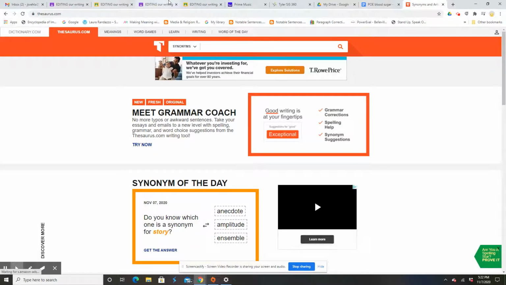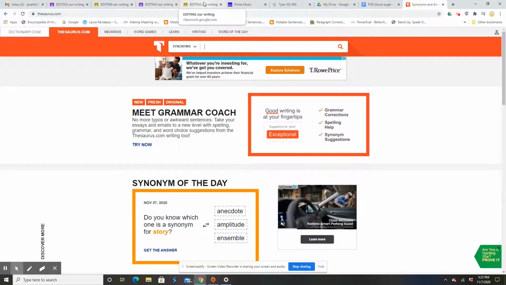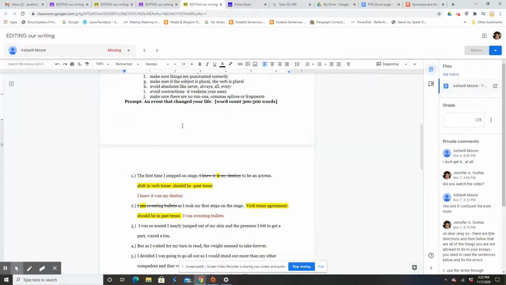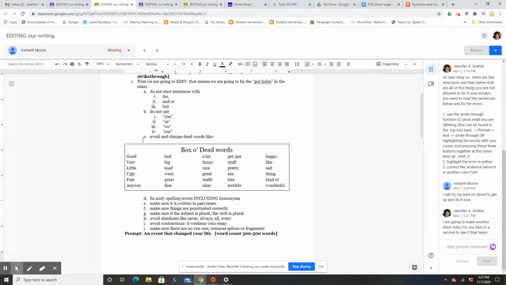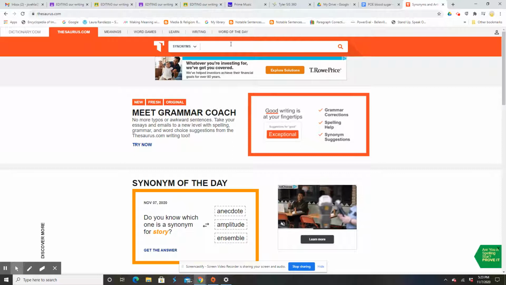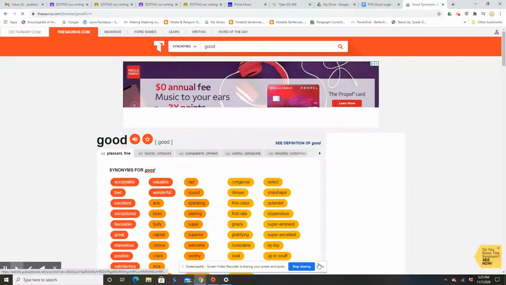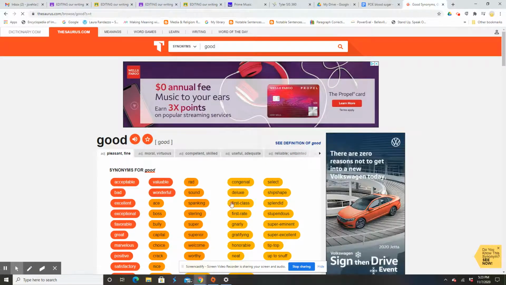So if I'm trying to replace a word, I can just type in a word that I'm not allowed to use, like good. So I'm just going to type in good. And then it's going to pull up a bunch of words that I can put in there. And not all of them are going to be okay. Not all of them will work. So you just got to find one that works and that works better than what you'd already been using. Okay, so that's how to fix the dead words.